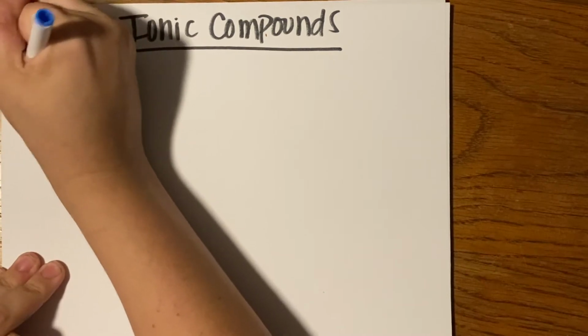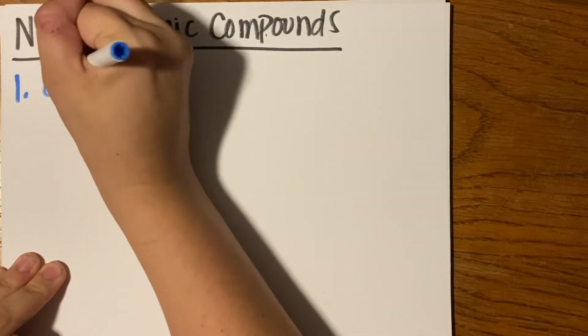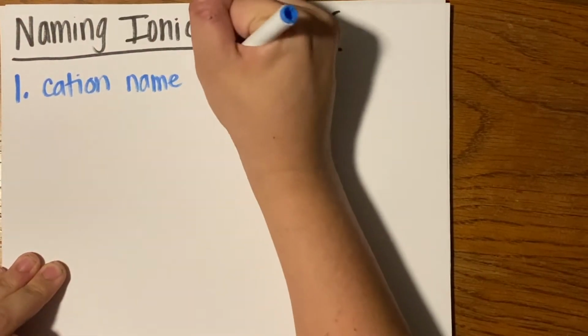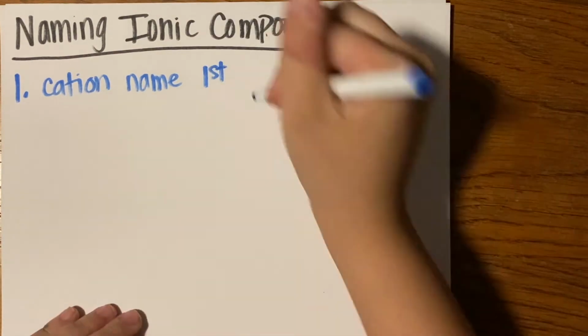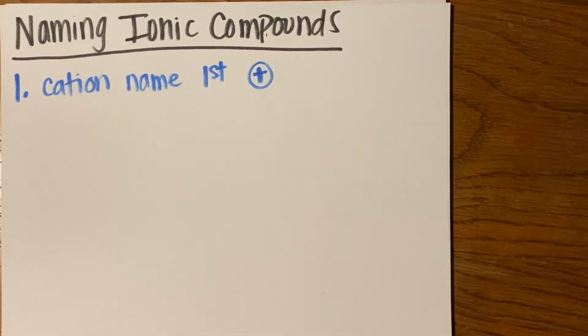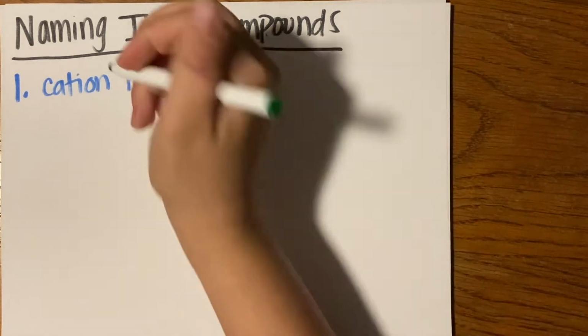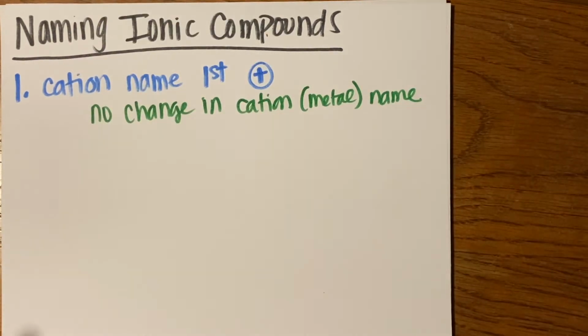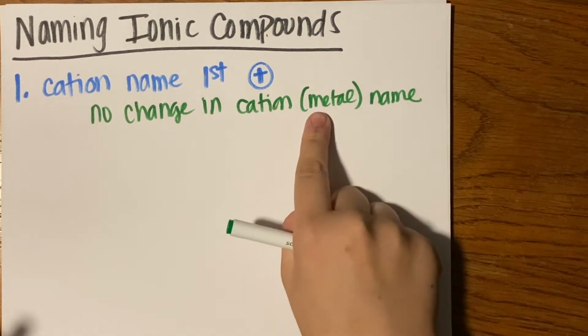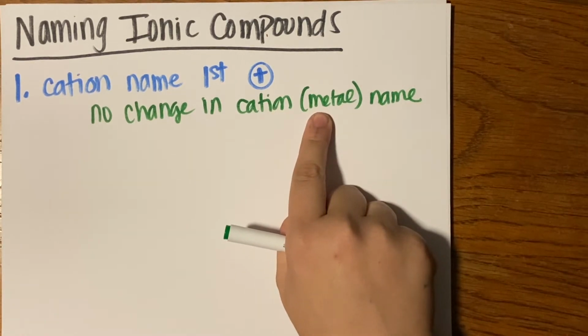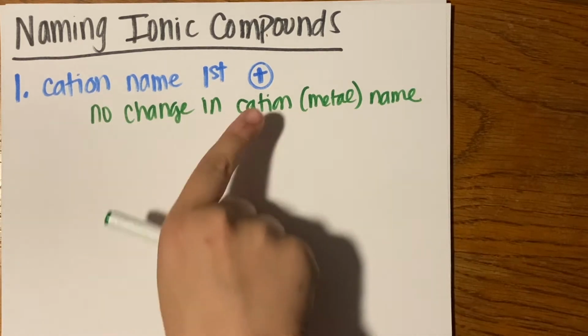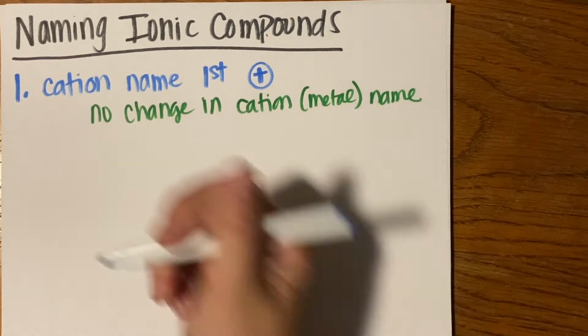So rule number 1 is that your cation name comes first. So your cation, your positively charged ion, comes first, and you do not change the name, okay? There's no change in your cation name, and your cations are metals, right? So you're not changing the metal's name at all. You just list the metal name, okay?